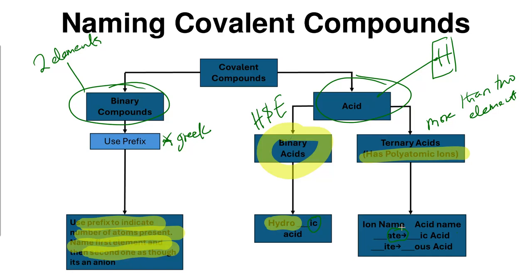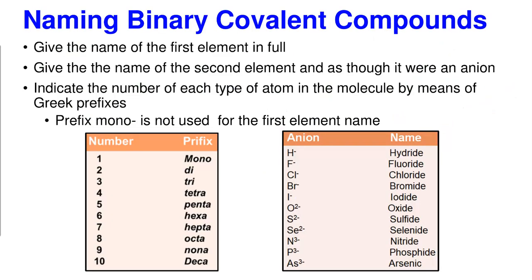So this is the common naming scheme that I've just presented, but I'm going to move on now to go deeper into each of these classes. So, naming binary ionic compounds. Naming binary ionic compounds is very simple. It's just easy to do. So what you do first is to give the name of the first element in full, then the name of the second element as though it were an anion. So in this case, remember the anions: the hydride, the fluoride, the chloride, each of them.